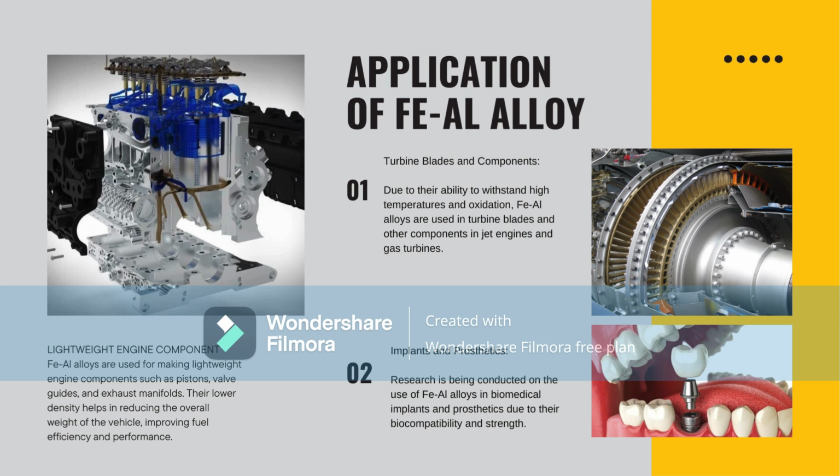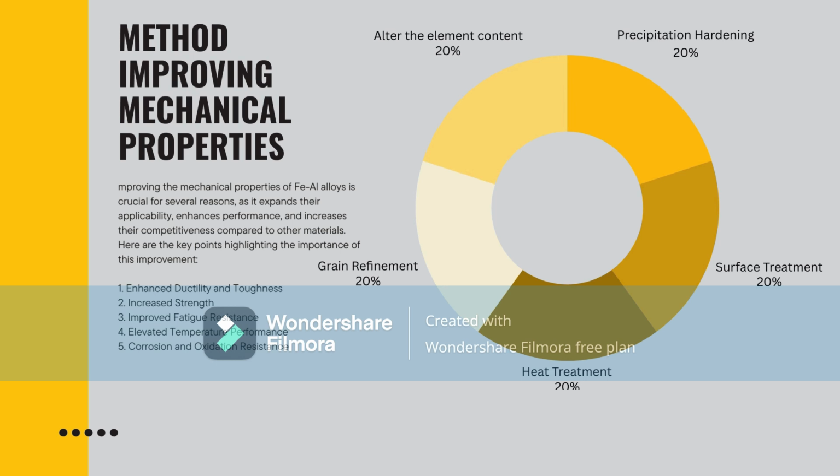The second one is engine components. This alloy is used for making lightweight components such as pistons, valves, and exhaust manifolds. They are lower in weight, reducing the overall weight of the vehicle, improving fuel efficiency and performance. The third one is implants and prosthetics. Research is being conducted on the use of iron aluminum alloy in biomedical implants and prosthetics due to their biocompatibility and strength.